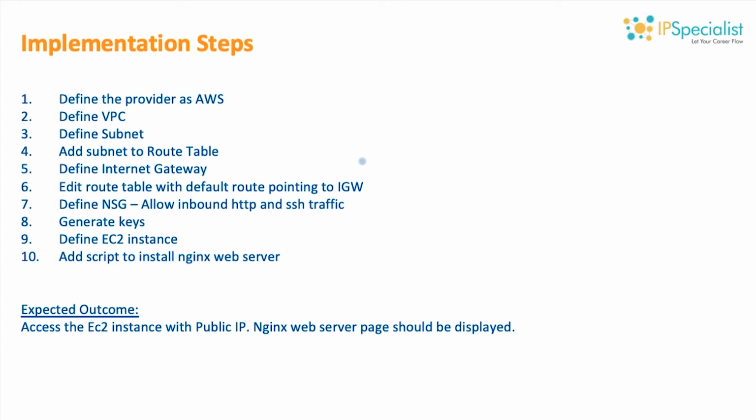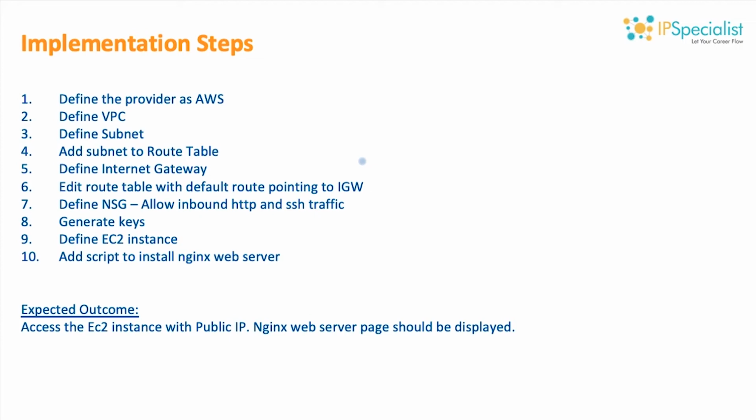Then the basic step is to define the EC2 instance. Like in the previous lecture, where we enabled one EC2 instance, the same way we'll enable the EC2 instance in here and add a script to the EC2 instance so that the Nginx server is automatically installed, right? So even if you are working with the GUI, these are the 10 steps that you must take to deploy this infrastructure, this POC environment, right?